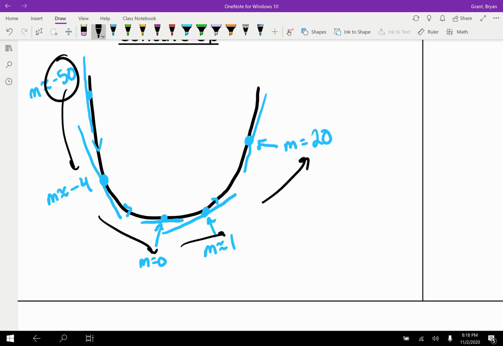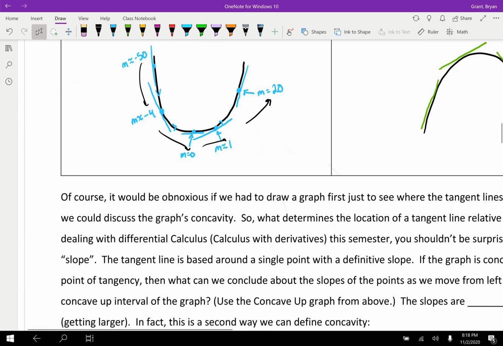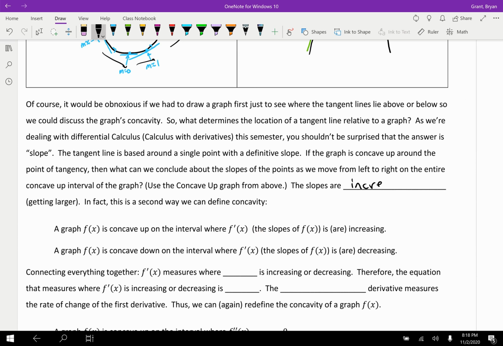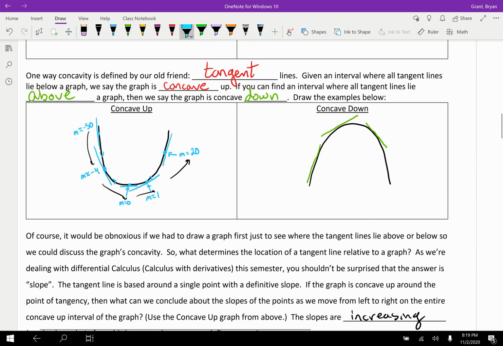Don't say, no, -50 is bigger. No, -50 is very, very negative. If you picture a number line, -50 is way over here, and every slope moves you to the right on a number line. So I think we'd say that the pattern of these slopes is that the slopes are increasing as we move from left to right. So the slopes are increasing. And in fact, this is a second way that we can define concavity. We say that a graph f of x is concave up on an interval where f prime of x, which again are the slopes or the derivatives of f, are increasing. And we also say that a graph, of course, is concave down where the slopes are decreasing.